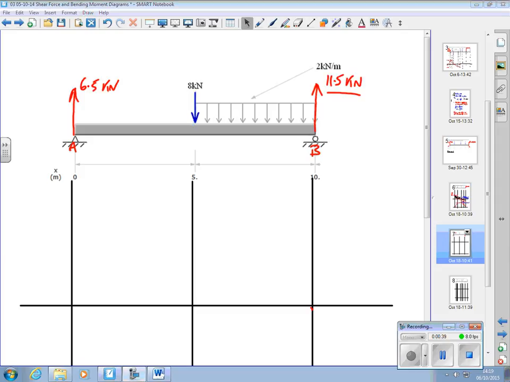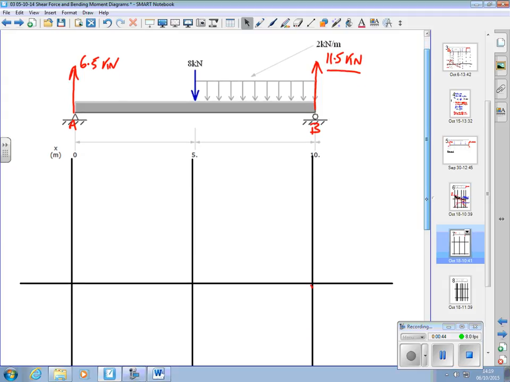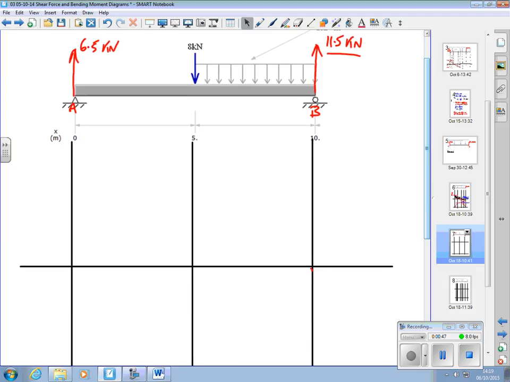Okay, so we have our reaction forces now at A and B. Hopefully you got those values. So now we can start drawing our shear force diagram.